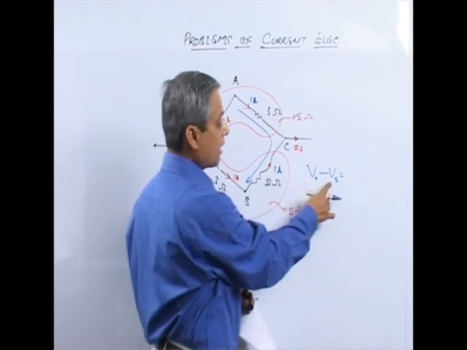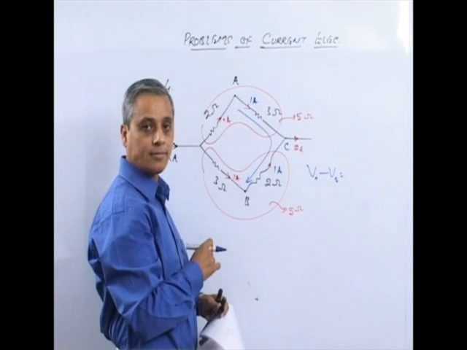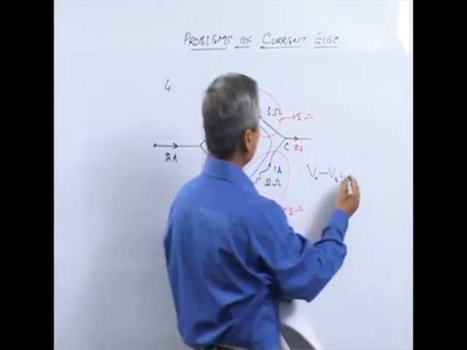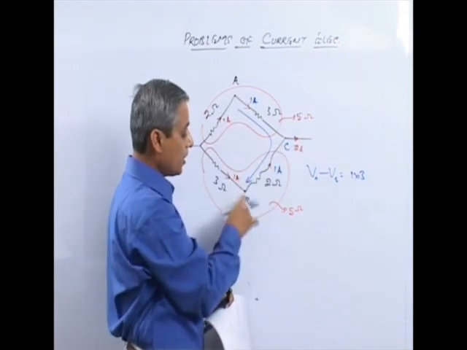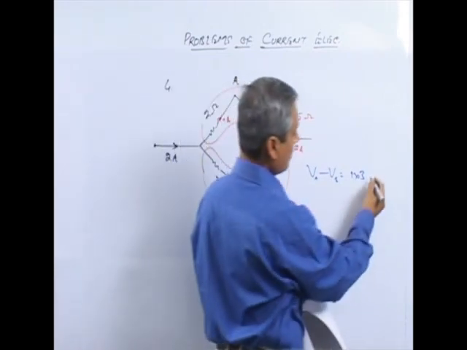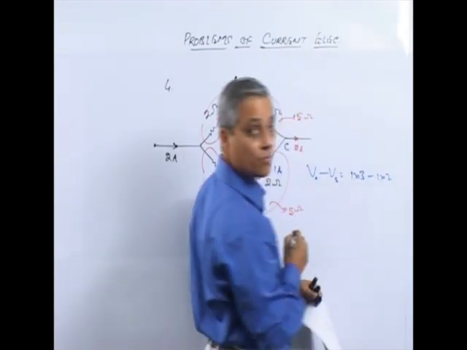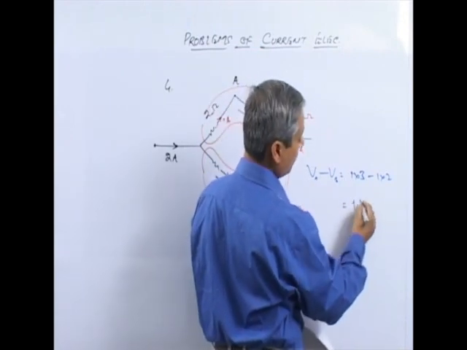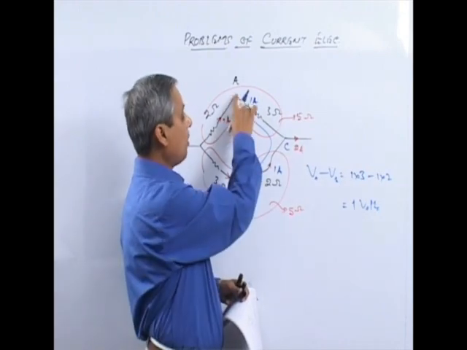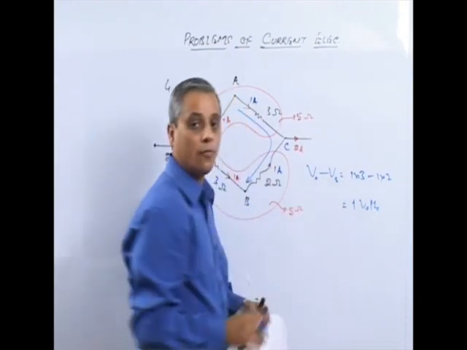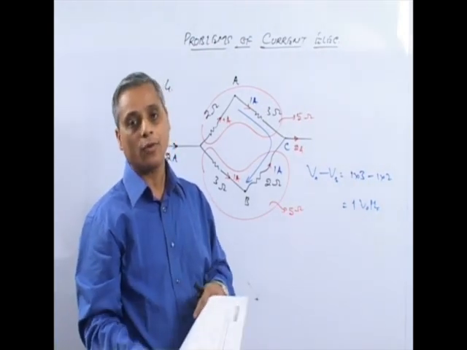We want to calculate VA minus VB, so we have to calculate potential drop from A to B. So here there is a potential drop I into R from A to C, and from C to B it is potential rise. We want to calculate potential drop, so it is negative 1 ampere into 2 ohm. So net potential drop comes out to be 1 volt, and therefore potential drop from A to B is net 1 volt, that is VA minus VB. So our answer is B, plus 1 volt.